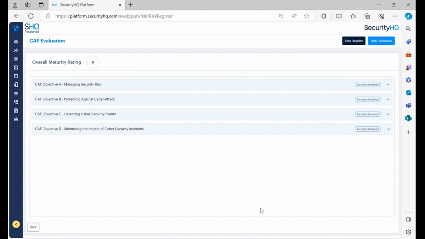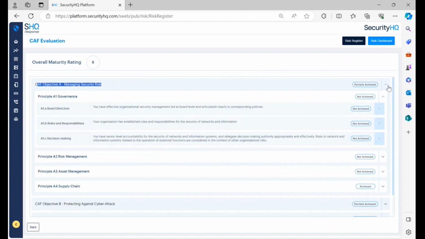The cyber assessment framework is split up into 4 different objectives, and across all 4 of those, there are 14 principles which have been established that fall under those 4 different parameters. And if I just give you a sense of what those are, under Objective A, for example, managing security risk, we look at 4 different principles: governance, risk management, asset management, and supply chain management.